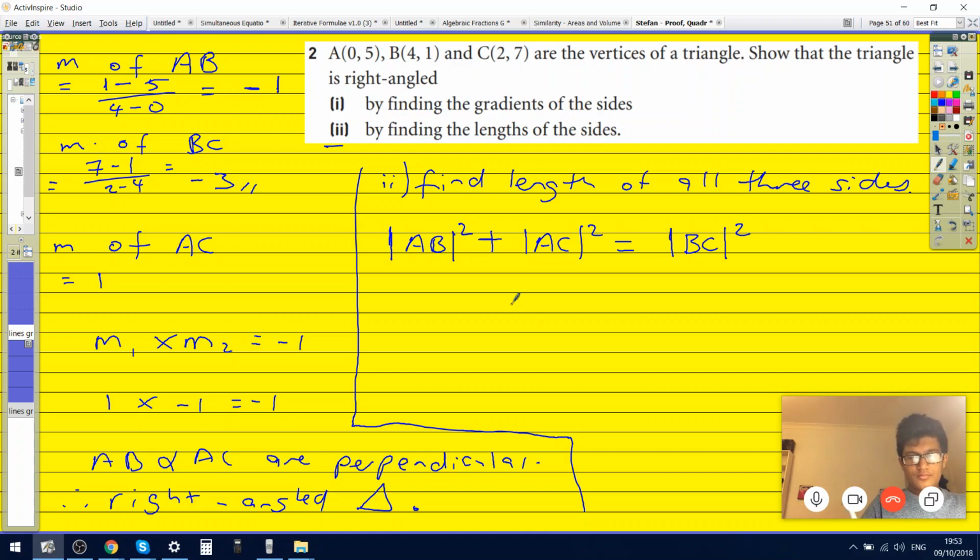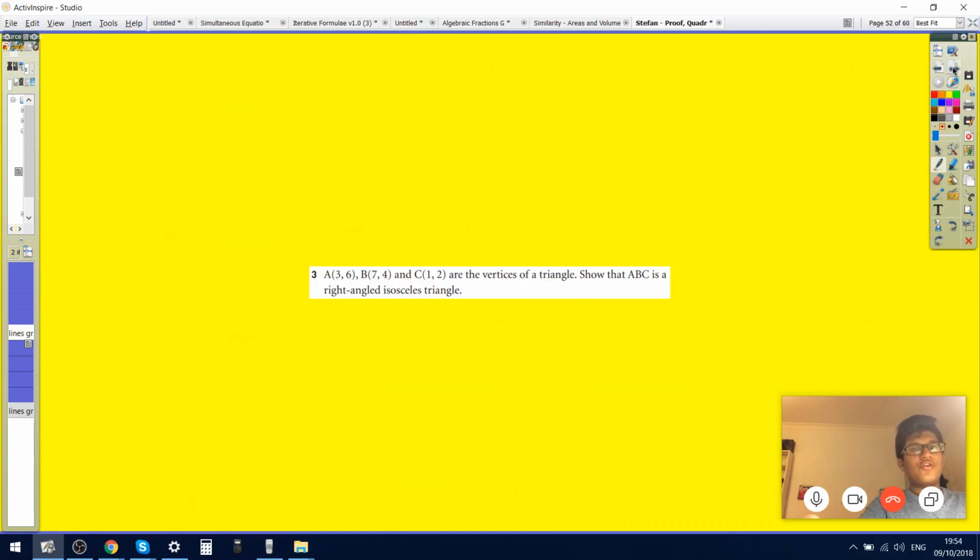Any questions there? When you wrote find the length of all three sides, you had AB and AC and BC in straight lines. What do they mean? It means magnitude. In this case, it would mean the length. It's just a shorter way of writing it, like the three dots meaning therefore.